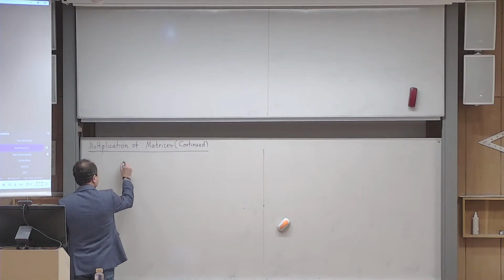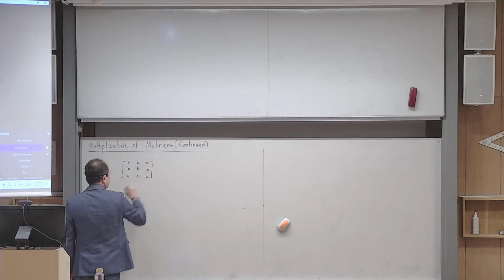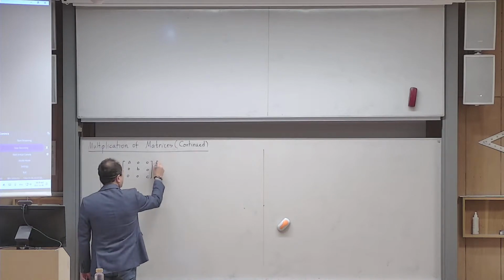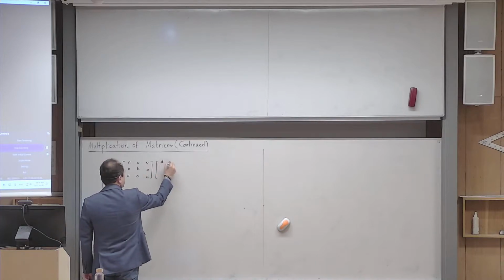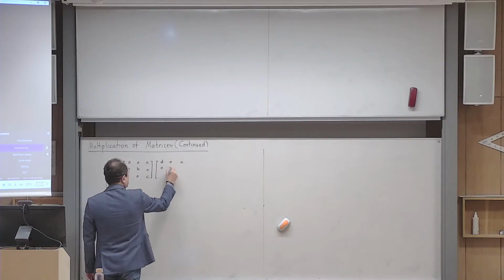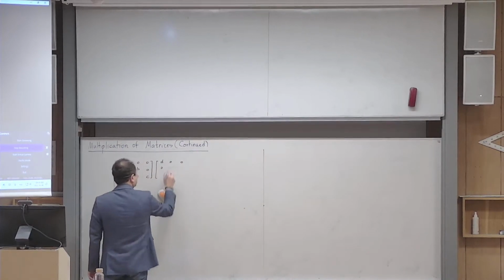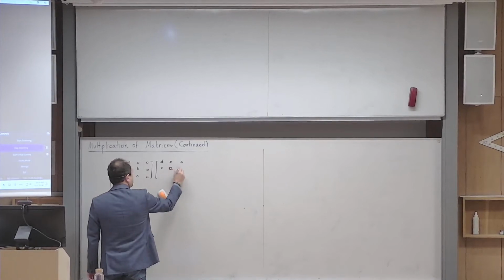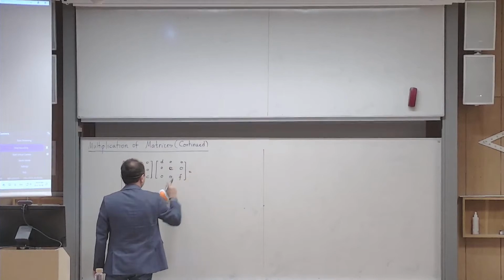For example, let us consider 3 by 3. If I have a diagonal matrix like this, it is a diagonal matrix of order 3. Let us multiply it by another diagonal matrix of order 3: D, 0, 0, 0, E, 0, 0, 0, F. So you just do your work.